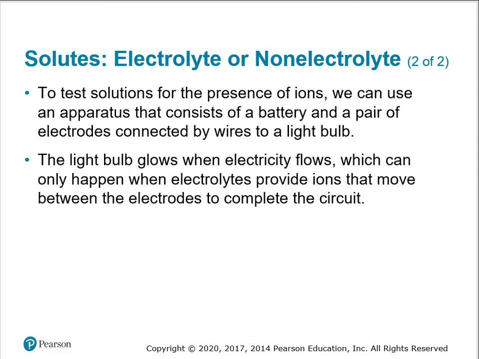To test solutions for the presence of ions, we can use an apparatus that consists of a battery and a pair of electrodes connected by wires to a light bulb. The light bulb will glow when electricity flows, which can only happen when electrolytes provide ions that move between the electrodes to complete the circuit.